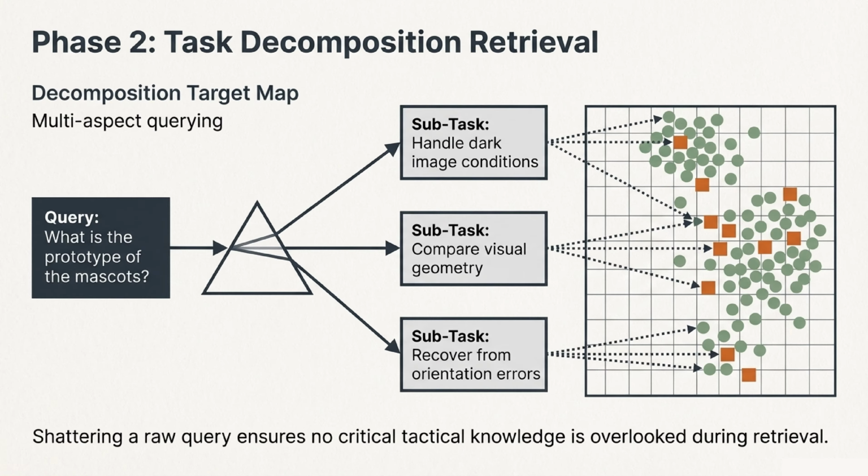When it's time to actually solve a new problem, we enter Phase 2 and use task decomposition retrieval. Instead of using one raw query, we use multi-aspect querying. We shatter the main query, like asking for the prototype of a mascot, into multiple subtasks. This ensures we check for dark image conditions, visual geometry, and orientation errors independently, guaranteeing that no critical tactical knowledge is overlooked during retrieval.